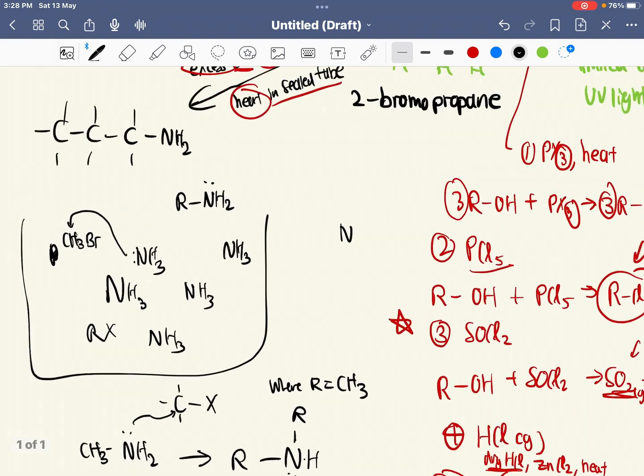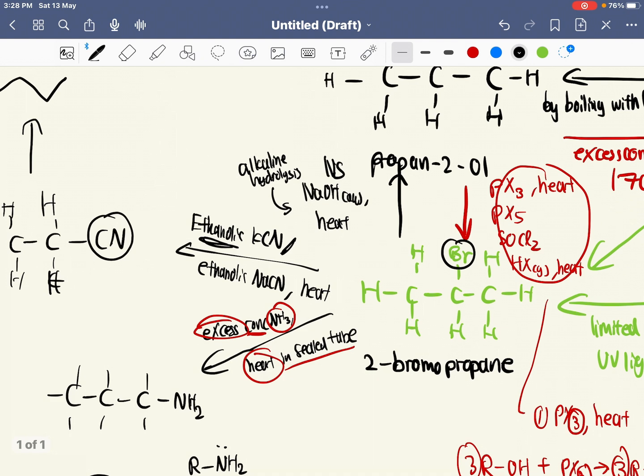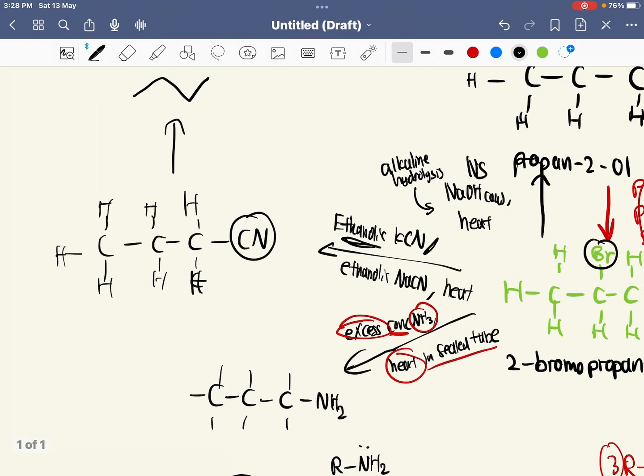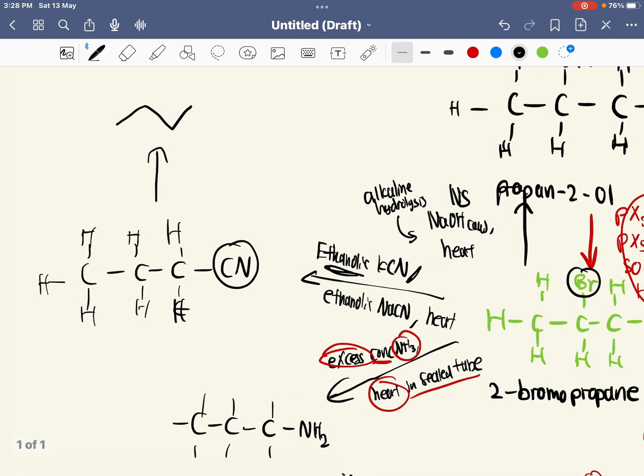The next part is that we're going to find out what other reactions RX can undergo. Firstly, you can undergo nucleophilic substitution, so our bromine atom will be substituted for CN. Wait, I know there's an error here. Let me just correct that.